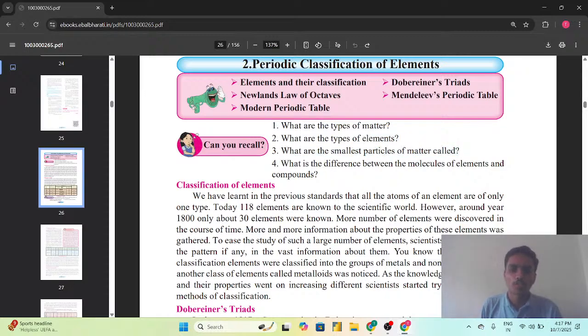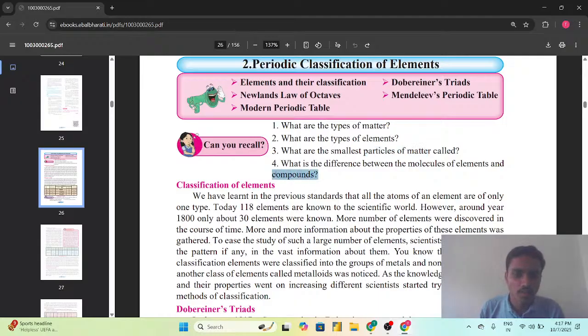What are the smallest particles of matter called? The smallest particle of matter is called the atom. What is the difference between the molecules of the elements and the compounds? So molecules are the smallest particle of the compound and the atom is the smallest particle of matter.